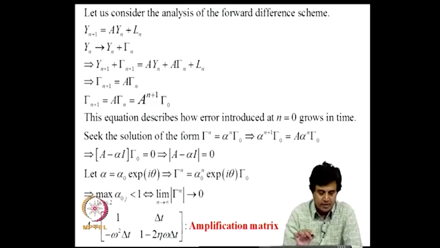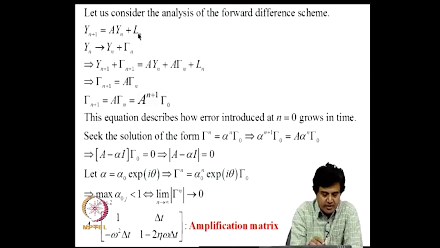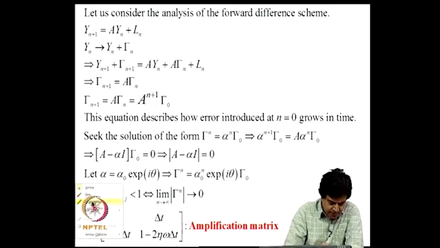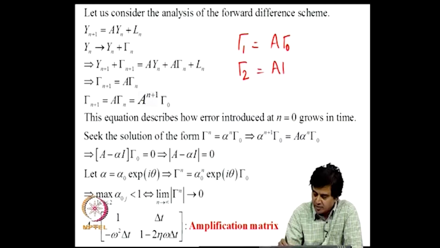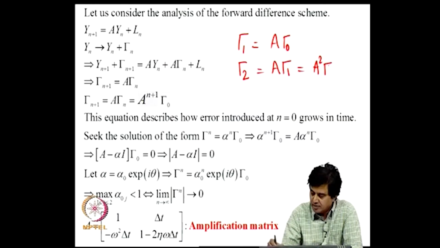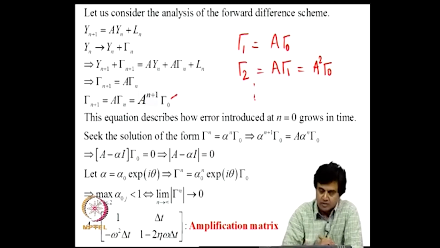Now, let us return to the analysis of forward difference scheme, and we had this equation Y n plus 1 is A Y n, and from this I developed this equation gamma n plus 1 is equal to A gamma n. Now, let us rewrite this in terms of gamma naught. So, we get that gamma n plus 1 will be A to the power of n plus 1 into gamma naught. How do we see that? If you write now gamma 1, this will be A into gamma naught. If I write gamma 2, it will be A into gamma 1, which is A square into gamma naught. So, continuing in this manner, we get this equation.